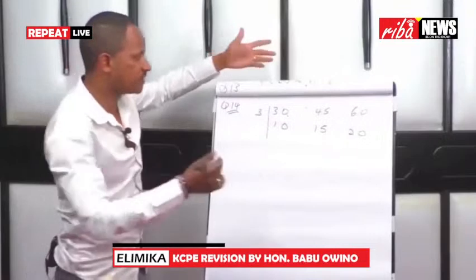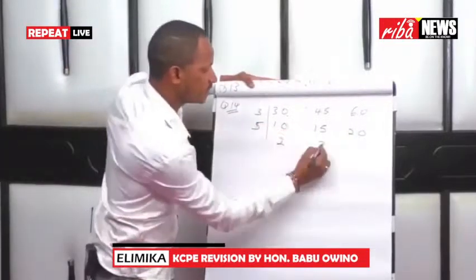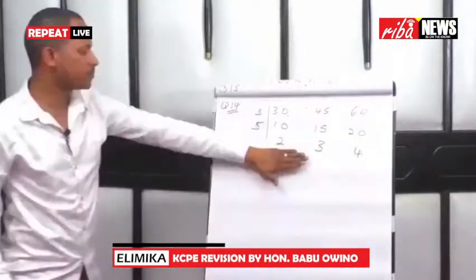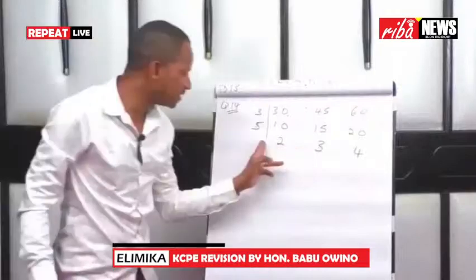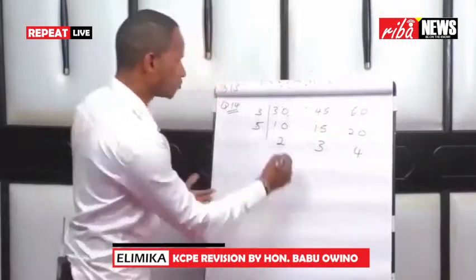What about 5? Let's see 5. 5 can go into 10 twice. 5 can go into 15 3 times. 5 can go into 20 4 times. Then you stop there, because there is no other number that you can use to divide these numbers without a remainder. You will get a remainder. So you stop there.